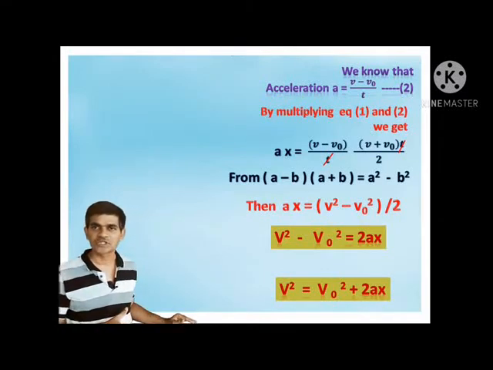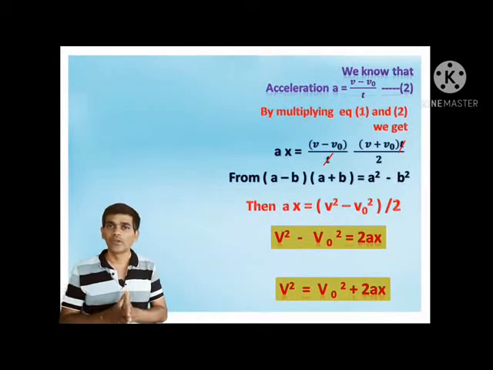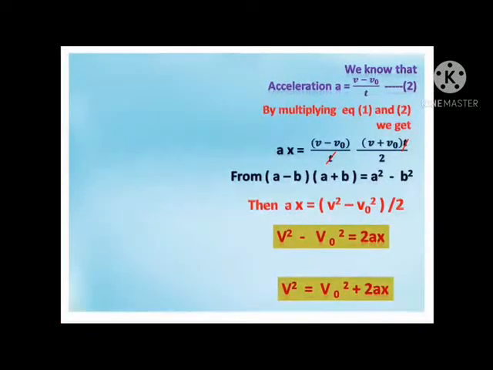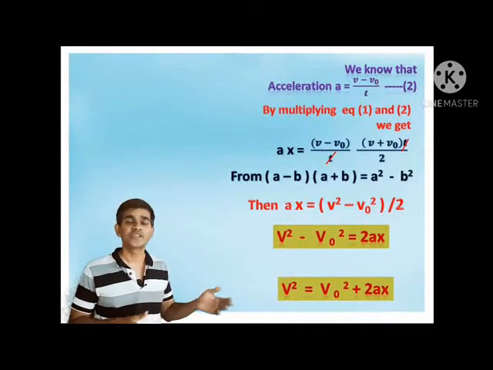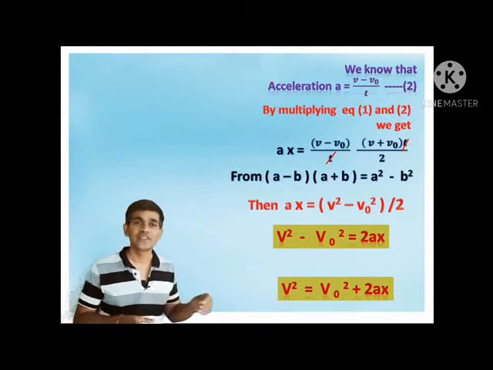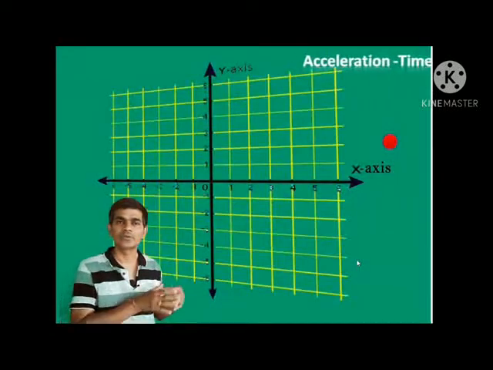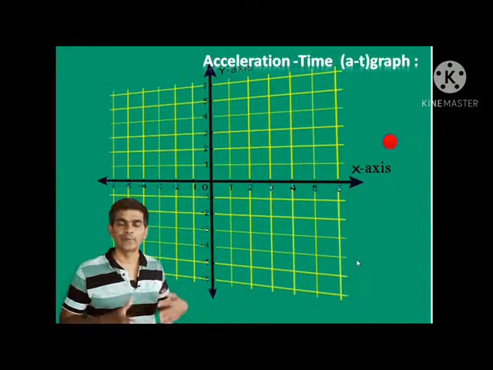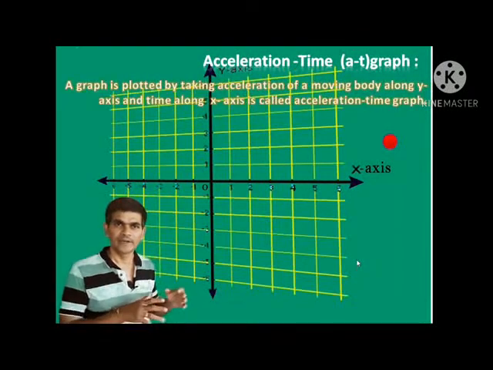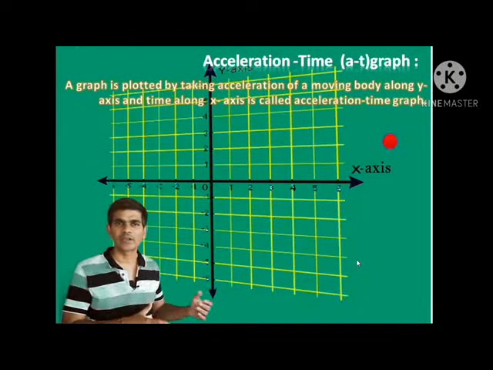And this equation we derived using the velocity time graph. Next we will see the acceleration time graph. Okay. What is an acceleration time graph? How to draw an acceleration time graph for a moving body? By taking the acceleration of a moving body along the y-axis and time along the x-axis, we will plot a graph, and that graph is called the acceleration time graph.